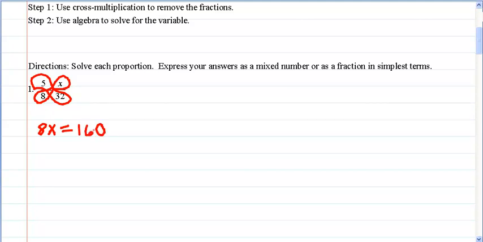So once your cross multiplication is complete, you just solve for the variable. 8 is being multiplied by x, so I divide both sides by 8 so that x is equal to 20.